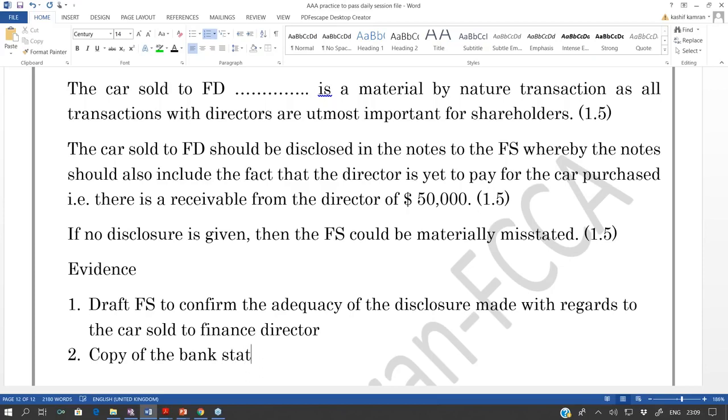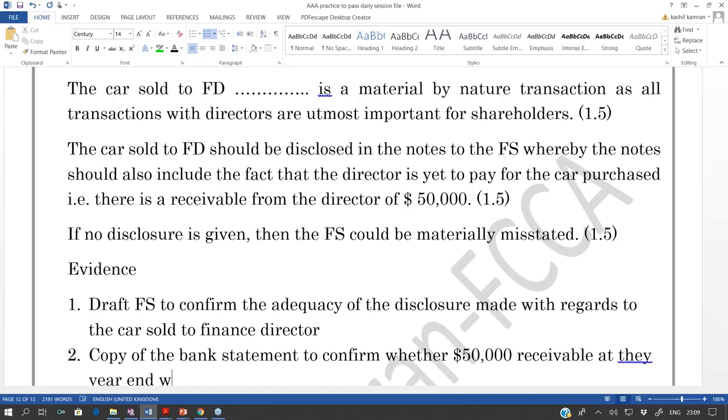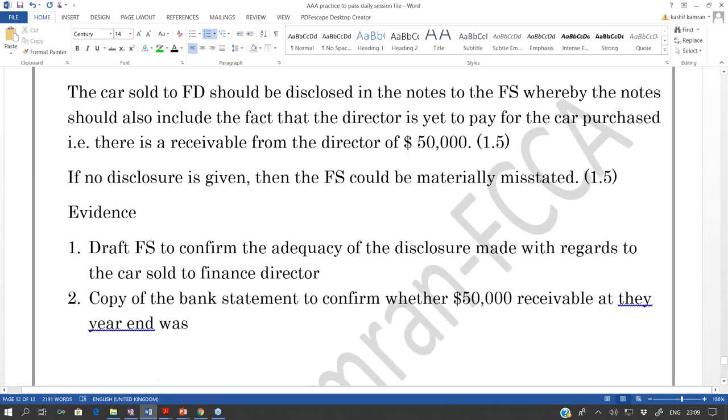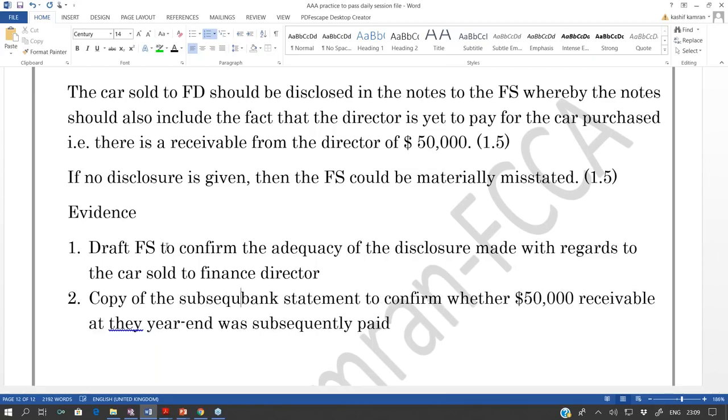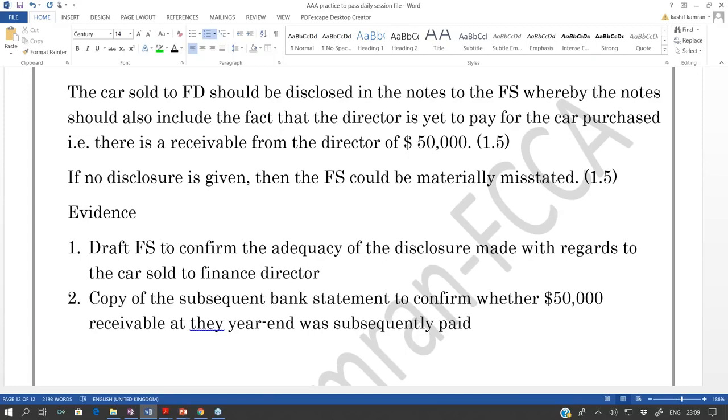Copy of the bank statement to confirm whether the $50,000 receivable at the year end was subsequently paid after the year end. So can I have a copy of the subsequent bank statement, right? That's a better situation. So can I have a copy of the subsequent bank statement to confirm whether the $50,000 receivable at the year end was paid?